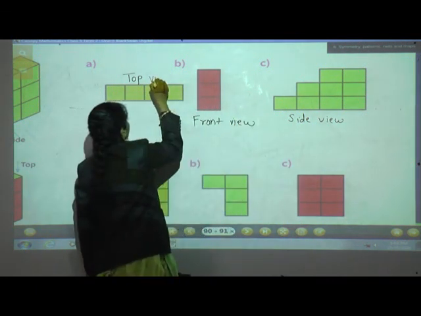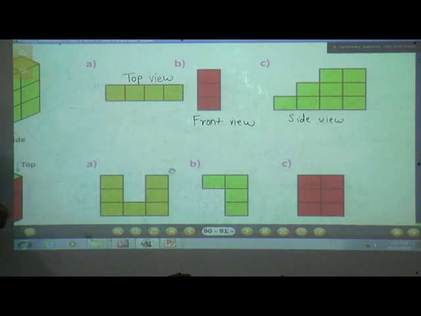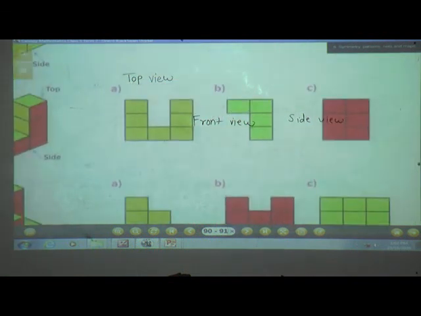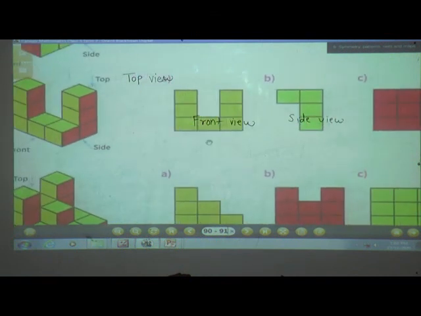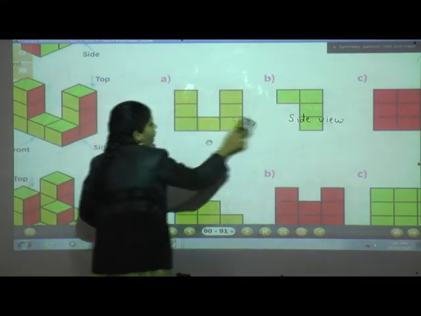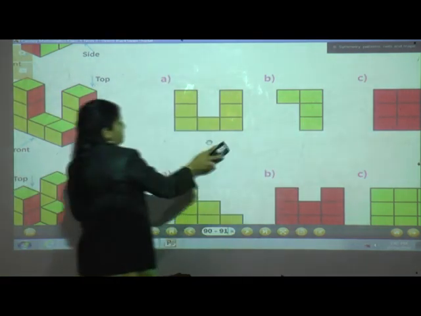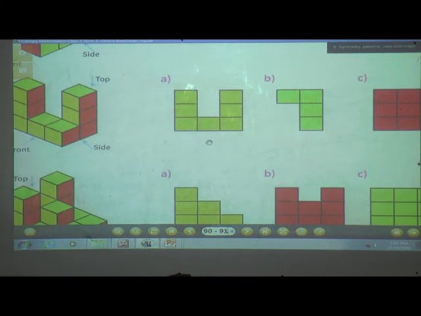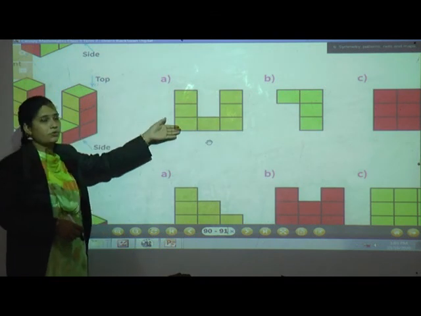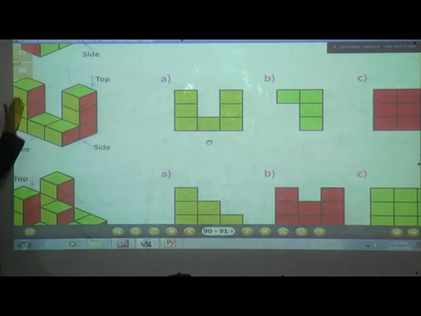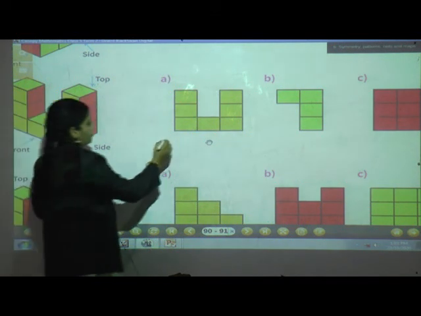Now we'll see the second one. Here, see carefully. Now you tell me the answer. Which one is the top view, side view, front view? Tell me now. Okay, see, here this one is top, side and front. Now which type of view is this? Yes students, this one is a front view.